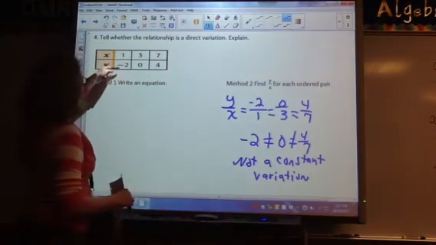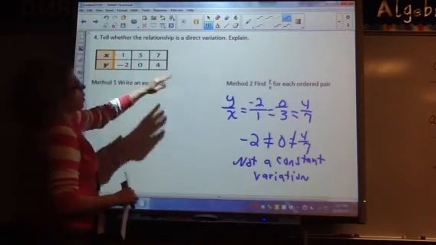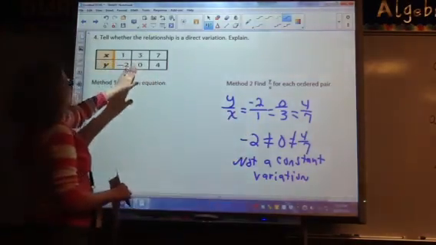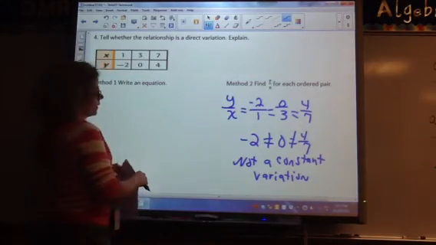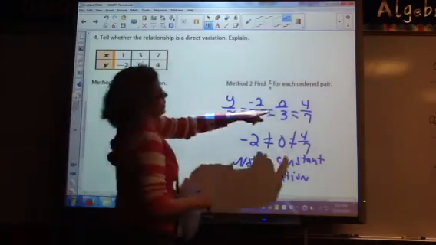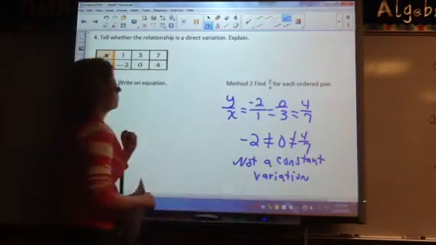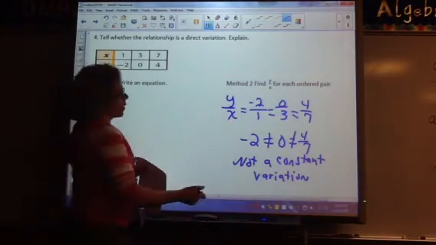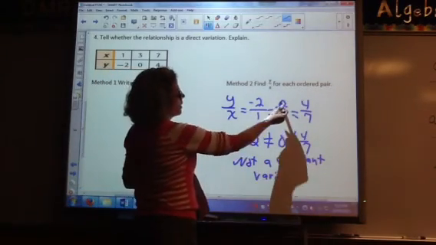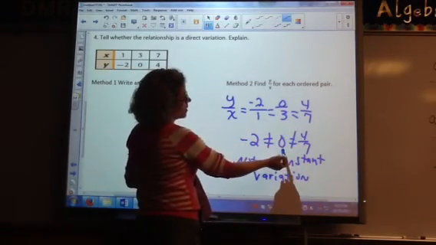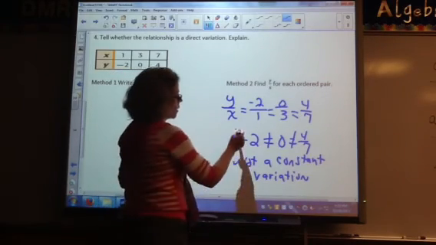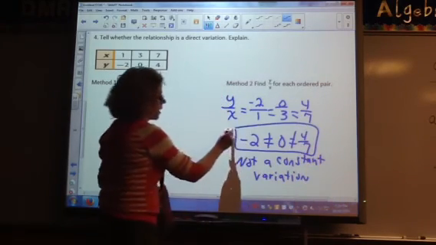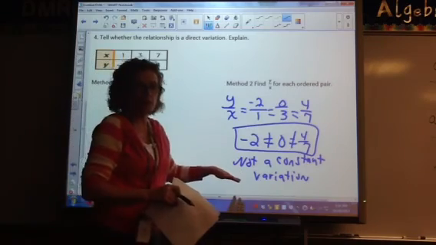So it's y over x: negative 2 over 1, 0 over 3, and then 4 over 7. Okay? Now, negative 2 over 1 simplifies to negative 2. 0 divided by 3 simplifies to 0. And 4/7 does not simplify. It's already relatively prime. So none of these are equal to each other. So we do not have a constant variation.